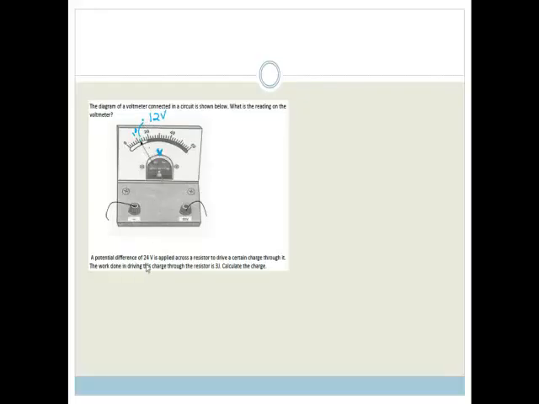Now it says a potential difference of 24 volts is applied across the resistor to drive a certain charge through it. The work done driving this charge through the resistor is 3 joules. Calculate the charge. So this is a separate question. It tells us that the potential difference V is 24 volts across the resistor. It says the work done pushing this charge through the resistor is 3 joules. And they want to know what is the charge.